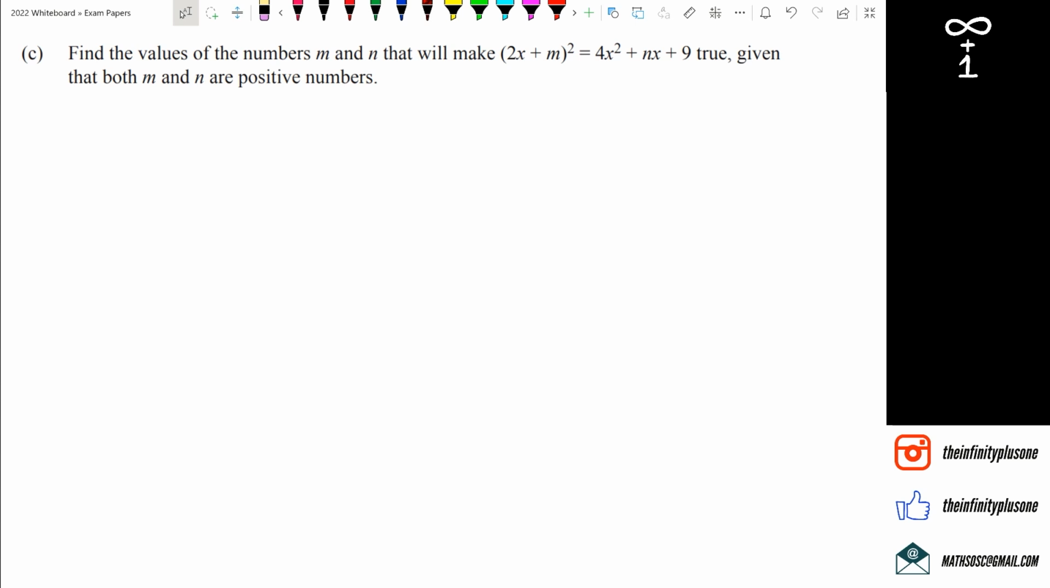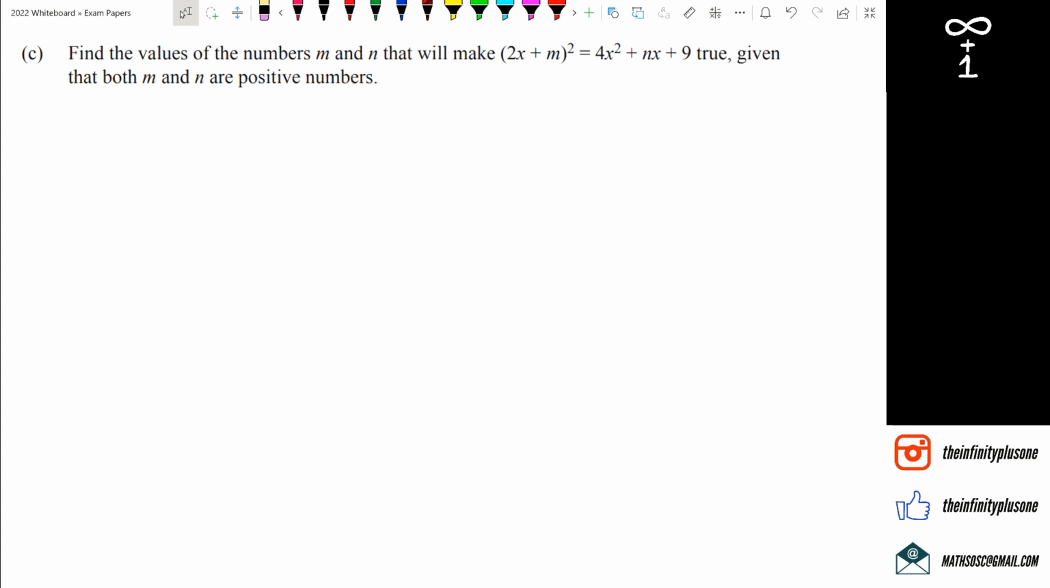Cool. So with the next question, what we have is (2x + m)². Find the values of m and n so it'll make this equation true, given that both m and n are positive numbers. All we've got to do is expand the left-hand side, then equate it to the right-hand side and try to figure it out.